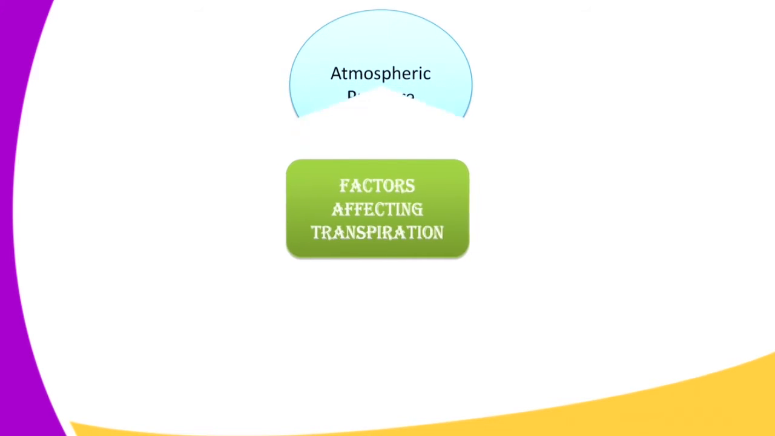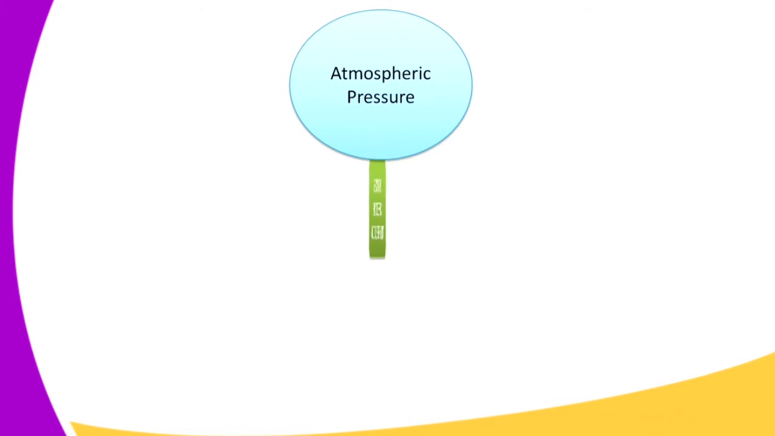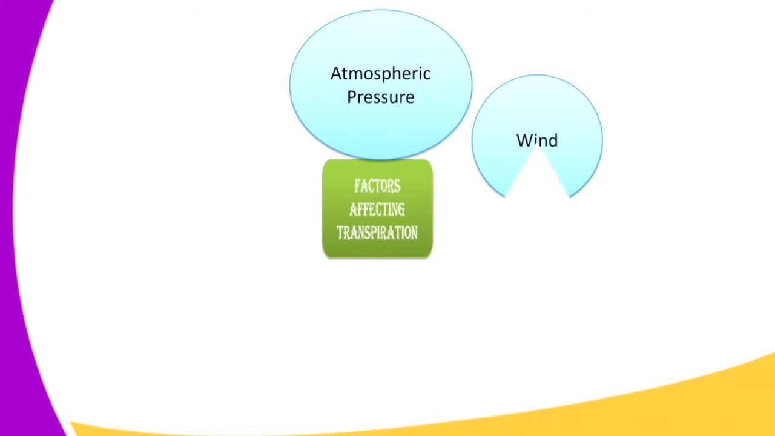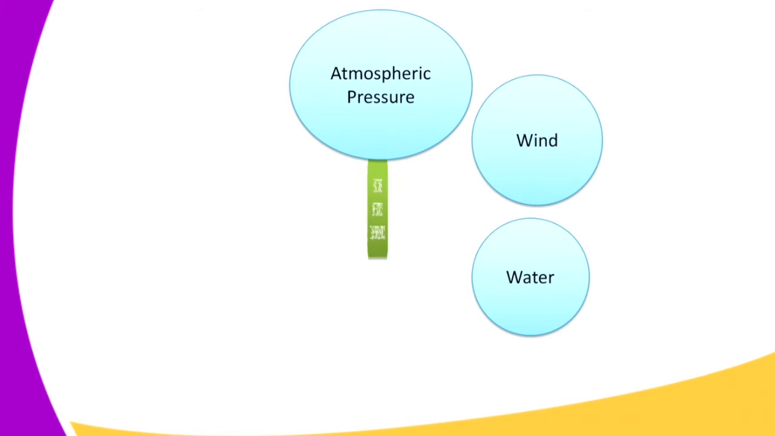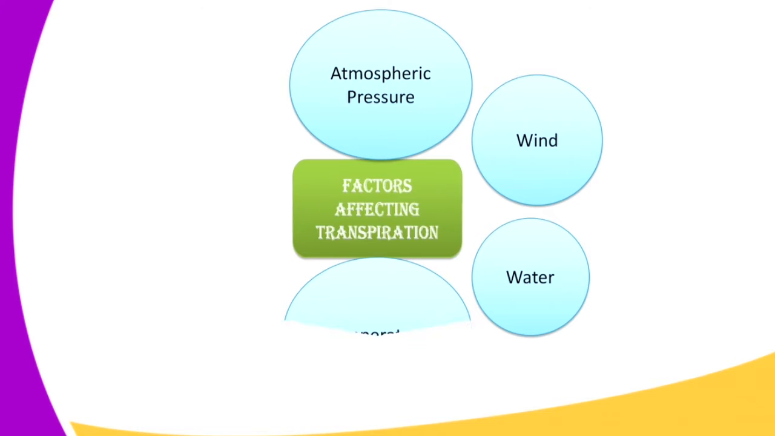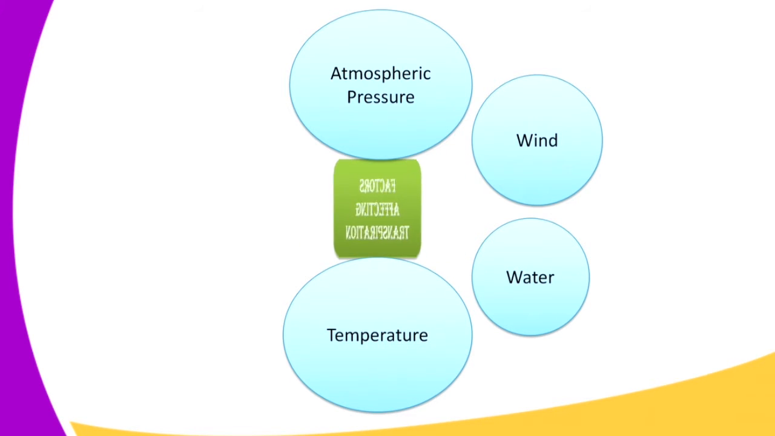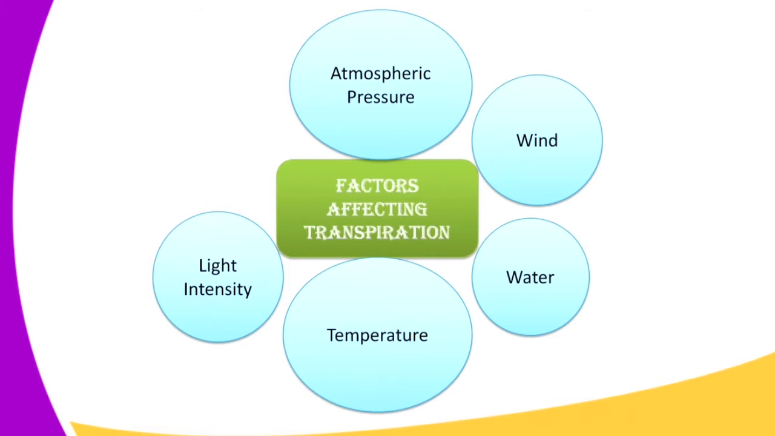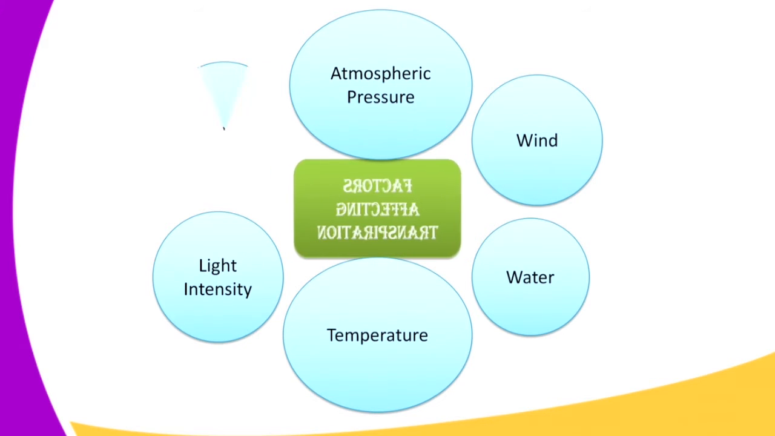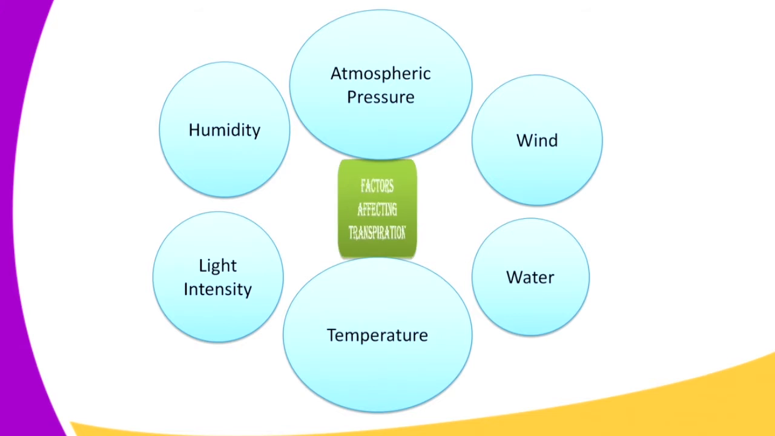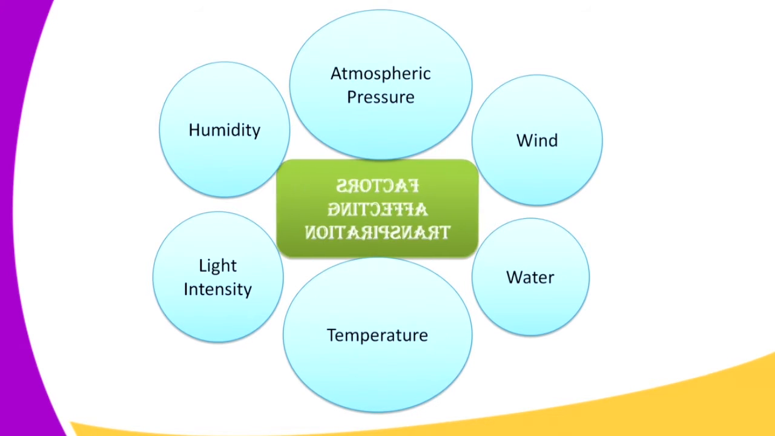So what are some of these environmental factors? First one, we have the atmospheric pressure. We have the wind. We have water availability in the plants. We have the temperature. We have light intensity. And finally, we have humidity. Those are the environmental factors which affect the rate of transpiration. Now we're going to look at the factors one by one.